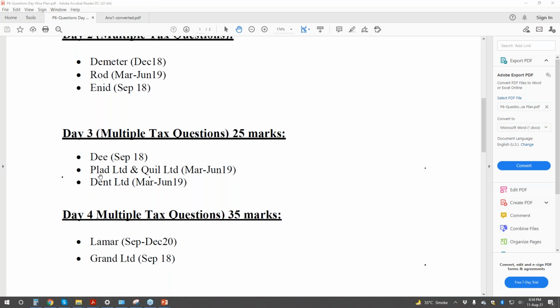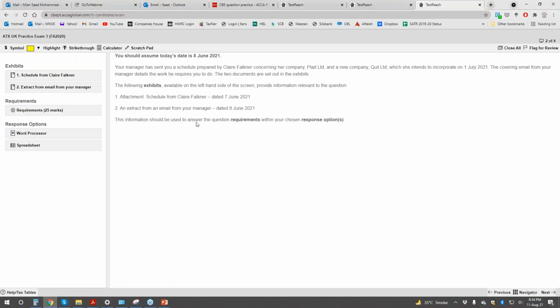Now, I will start with Plot Limited and Quill Limited. So I'll take you to ACCA's CBE practice platform, and there, this question is question number 2 in ACCA's practice exam 3. If any of you is unsure as to how to access this practice platform, please refer to my day 1 session in which I have taken all of the students through the complete process of how to log in and how you can use these exams.